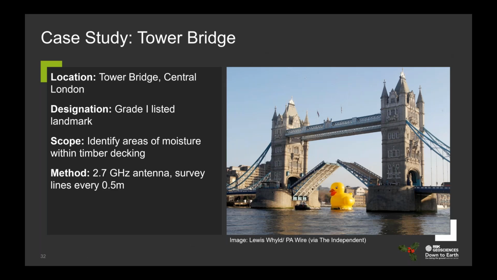Now, hopefully this is a landmark that most people will recognise. While this is still discussing the use of GPR on a structure, it's a slightly different application to some of the other studies I've been talking about. In this case, we were looking for areas of moisture within the timber decking, which is along the road section of the bridge. So we needed a really high level of detail. So again, we selected a really high frequency of radar.